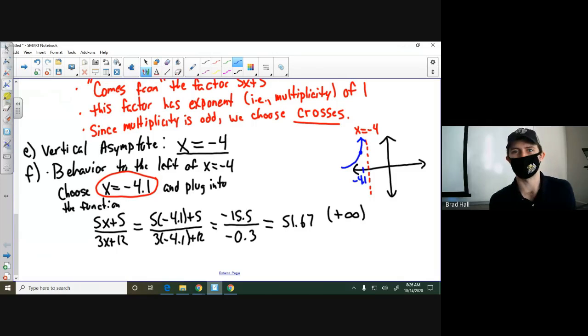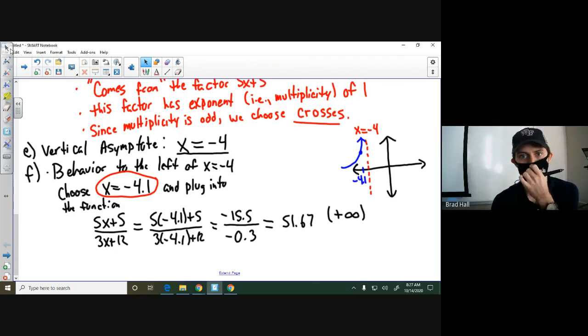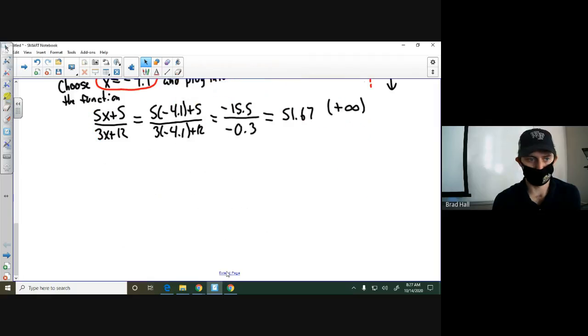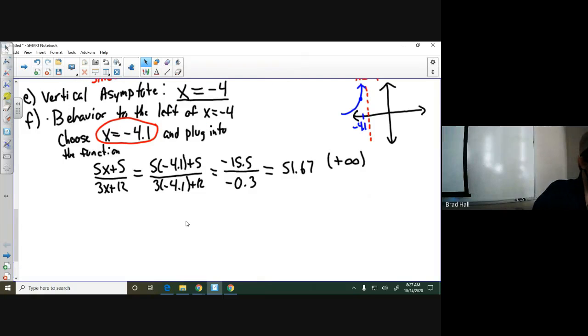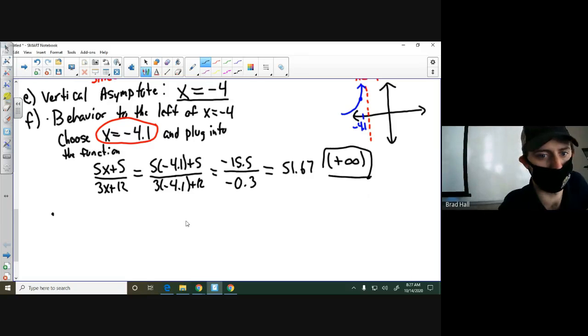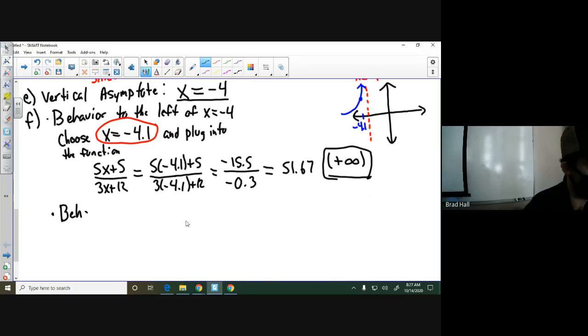So that's what we're doing. We're trying to find a little snapshot of the graph. And so by determining whether it's a large positive number or a large negative number, we're trying to see which trend this is going in, whether it's going to positive infinity or negative infinity. Normally I pick a number that's 1/10 of the way in either direction. So here we started off with behavior to the left, which we found to be positive infinity. And now we can look at behavior to the right.